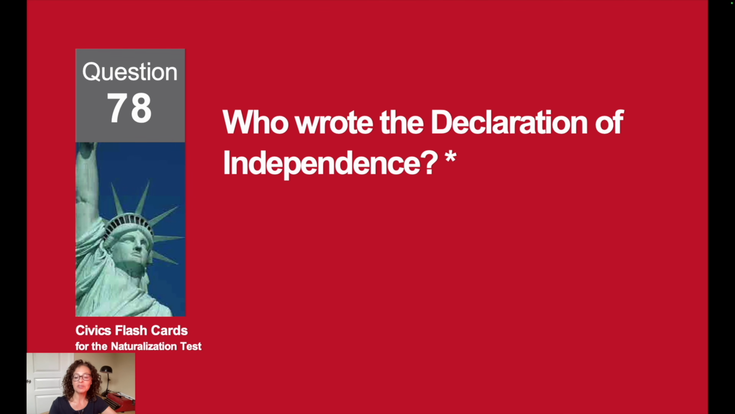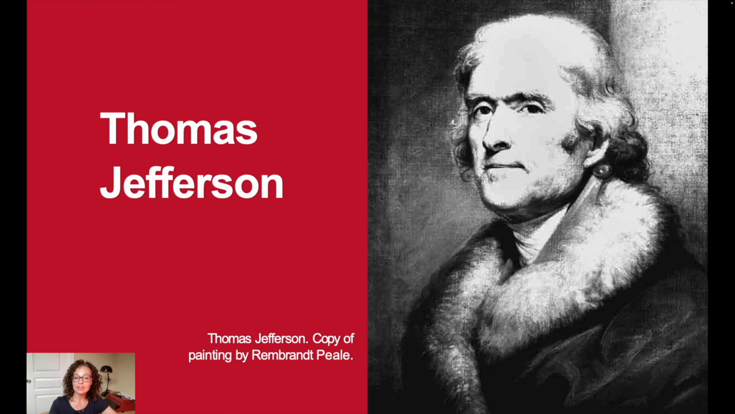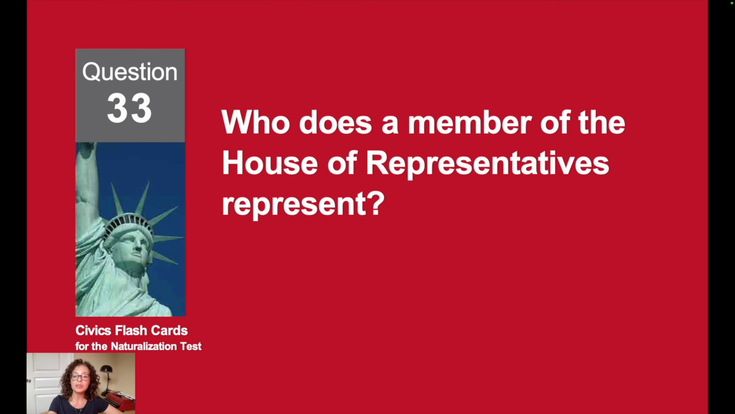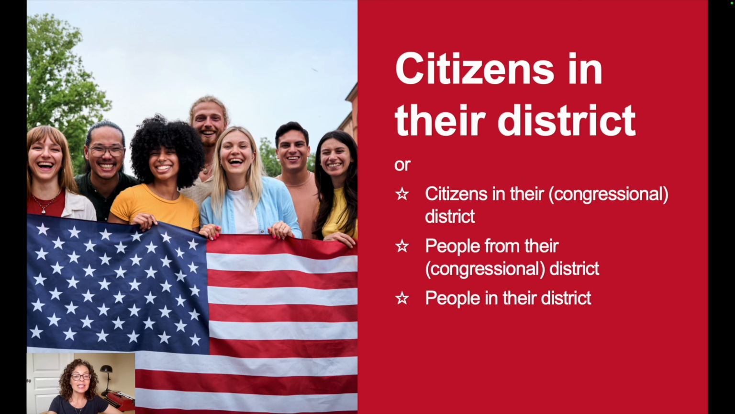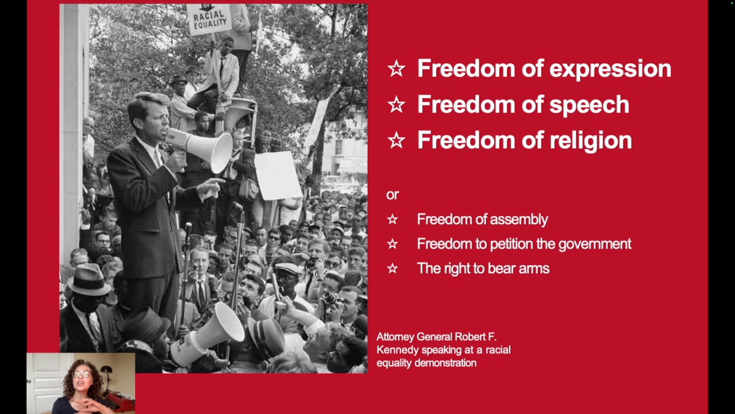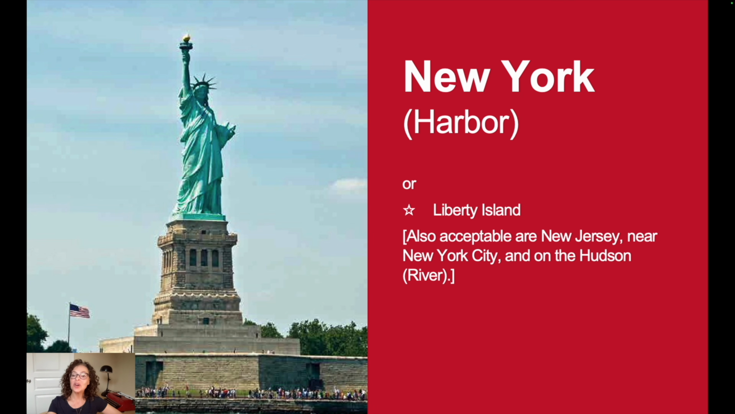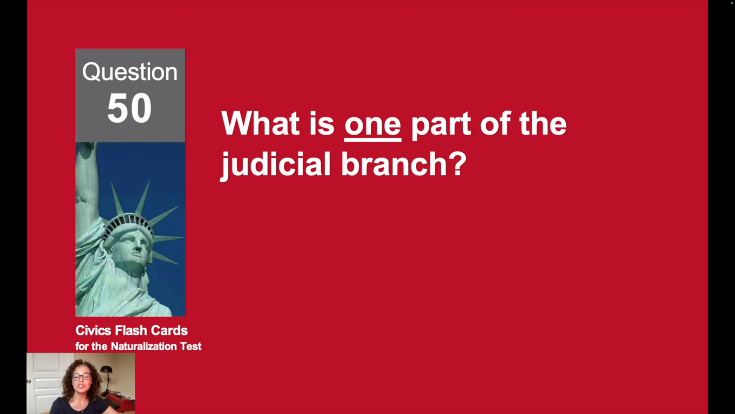Who wrote the Declaration of Independence? Thomas Jefferson. Who does a member of the House of Representatives represent? Citizens in their district. What are 3 rights of everyone living in the United States? Freedom of expression, freedom of speech, freedom of religion. Where is the Statue of Liberty? New York.